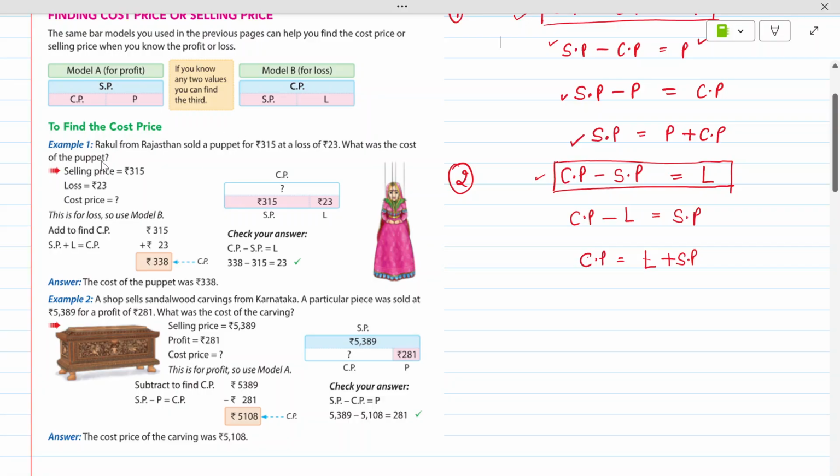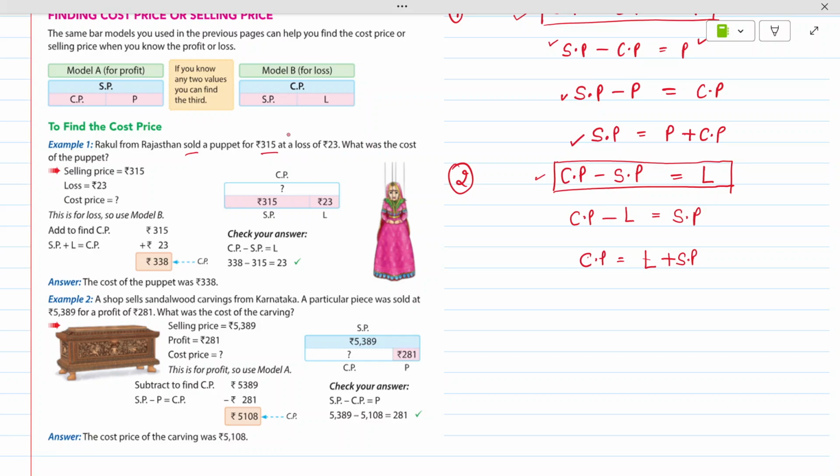So the example is: Rakul from Rajasthan sold a puppet for rupees 315. So sold, as in, this is the selling price, 315, at a loss of 23. Rakul faced a loss, L is equal to 23 here. What was the cost of the puppet? So we have to find the cost of the puppet.